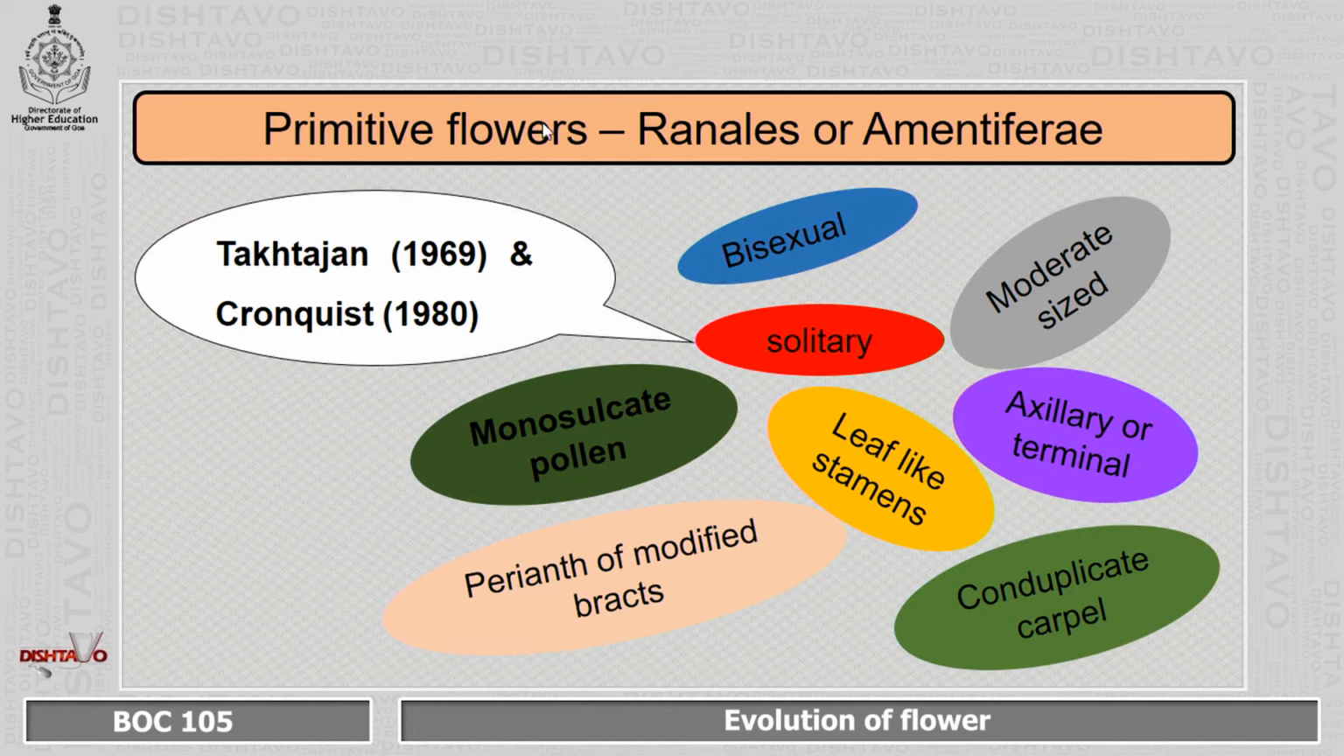Now, according to various renowned taxonomists, primitive flowers hold different definitions. For example, Takhtajan 1969 and Cronquist 1980, according to them, a flower is primitive if it is bisexual, solitary, moderately sized, axillary or terminal in position, will have leaf-like stamens or a conduplicate carpel or perianth of modified bract, monosulcate pollen. So, any flower which has these characters will be referred to as primitive.